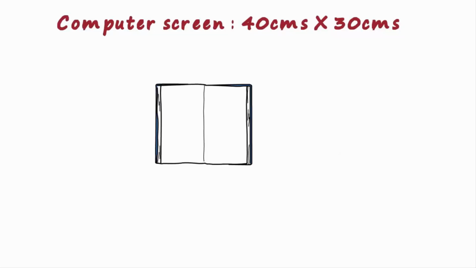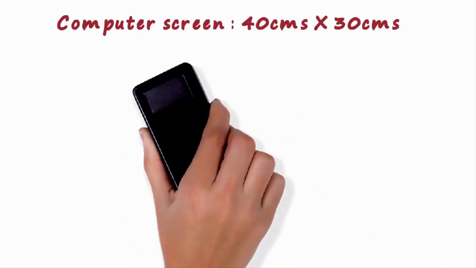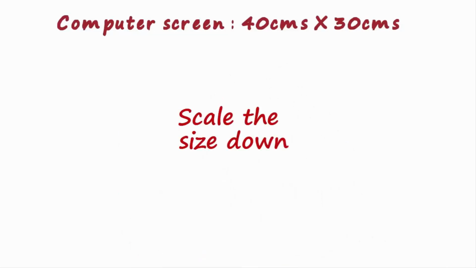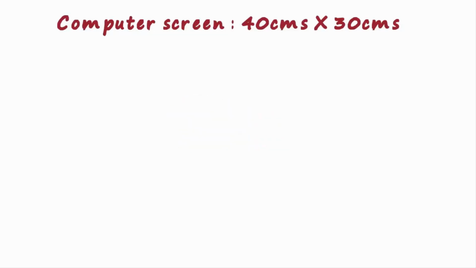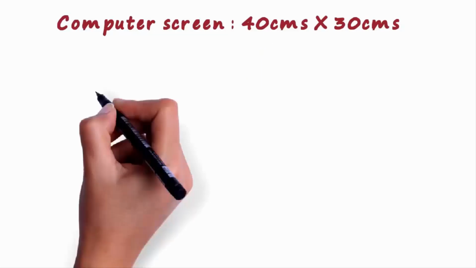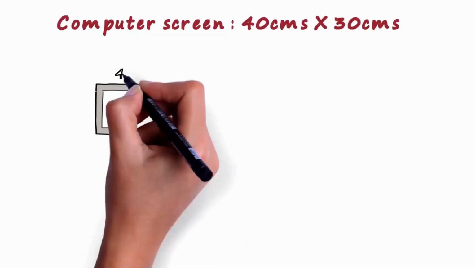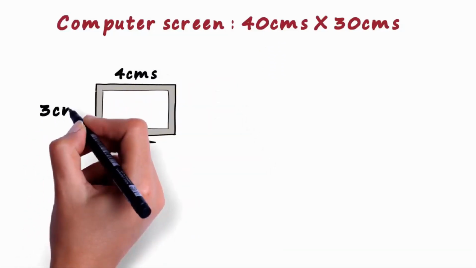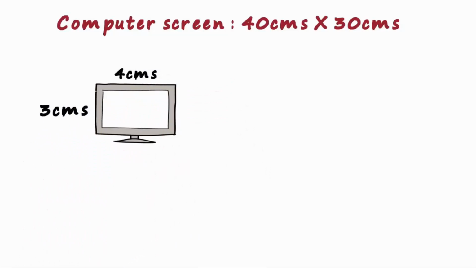You cannot draw a 40 centimeters by 30 centimeters screen in your notebook. Your notebook would be too small for that. So what you do is scale the size down. This term is very important. You scale the size down. It means you draw a smaller figure which is similar to the earlier one. You may draw a small screen like this, with length 4 centimeters and width 3 centimeters. This will fit into your notebook.